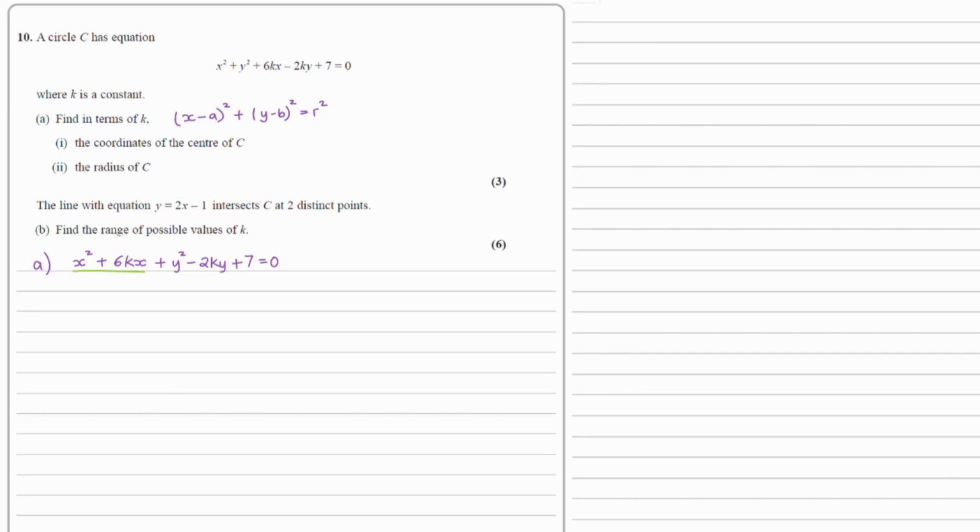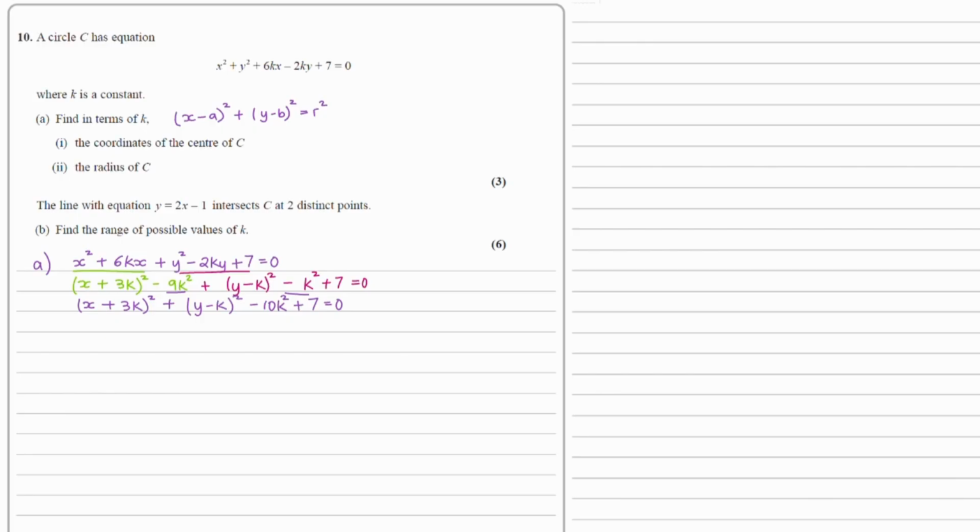We are then going to look at the x terms and complete the square for that, and write this as x plus 3k squared minus 9k squared, and we're going to complete the square for the y terms as well, which will give us y minus k squared plus 7, and this is equal to 0. We can then simplify the like terms of minus 9k squared and minus k squared and rewrite this as x plus 3k squared plus y minus k squared, and minus 9k squared minus k squared gives us minus 10k squared, and we've got the plus 7. This is equal to 0.